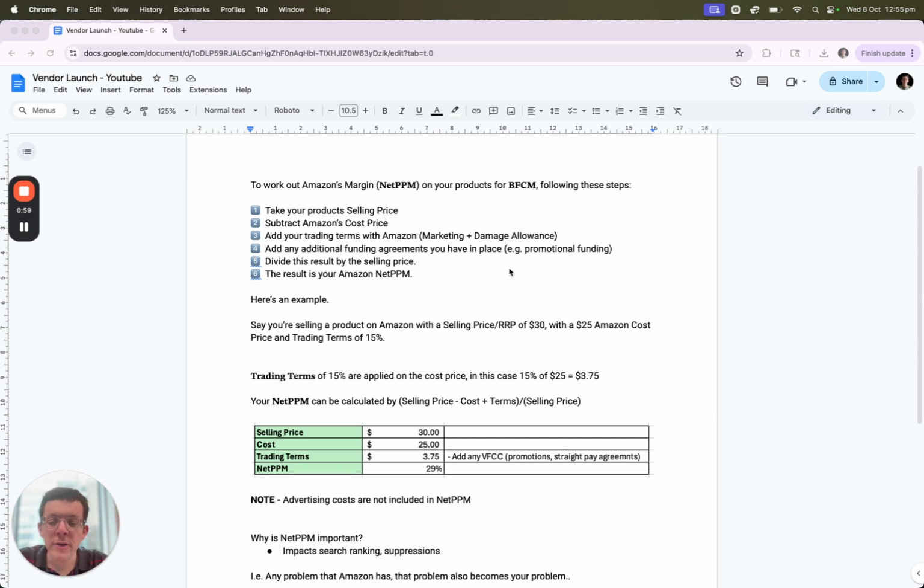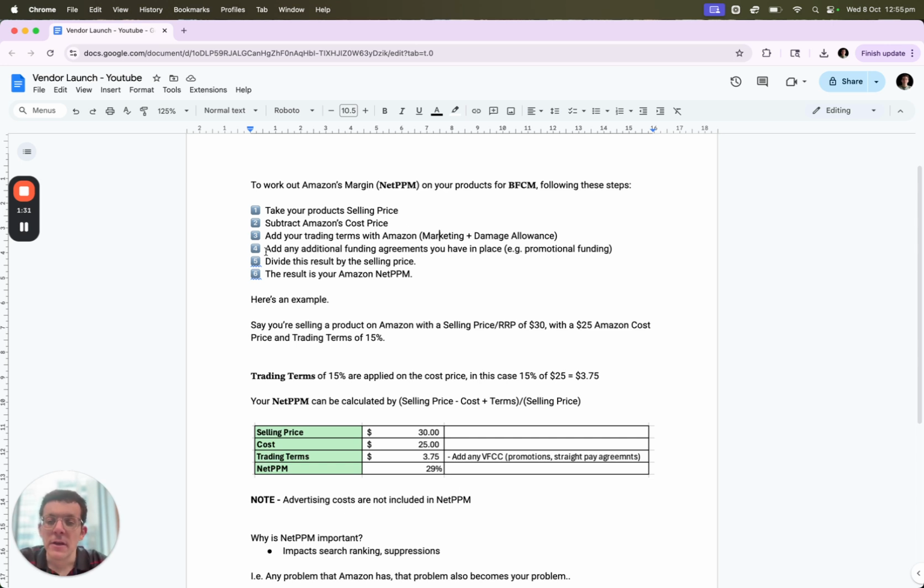So really, to calculate net PPM, step one, you take your product's selling price. This is the price on website. You subtract the cost price you've got loaded in your Amazon vendor account. You add any trading terms with Amazon. This typically is a combination of marketing and damage allowance, but can include other trading terms. And this is what they claim back, the cost of doing business with Amazon, essentially.